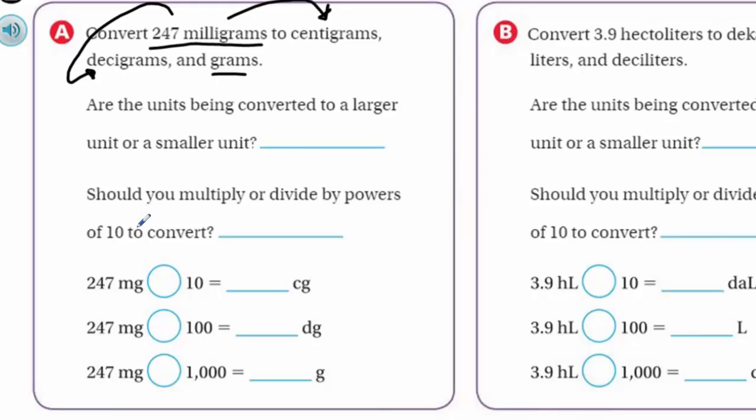And we're trying to bring it to the left because we want to bring it to the centigram, where 100 centigrams is equal to 1 gram. 10 decigrams is going to equal 1 gram. So those units are larger. So we are actually going from a smaller unit to a larger unit. Should you multiply or divide by powers of 10 to convert? We will divide. 247 milligrams divided by 10 is just going to be 1 less, right? So we're going to have 24.7, 24 and 7 tenths, centigrams. Notice, now that number looks a little smaller, but the unit is larger. That's why we need to divide.